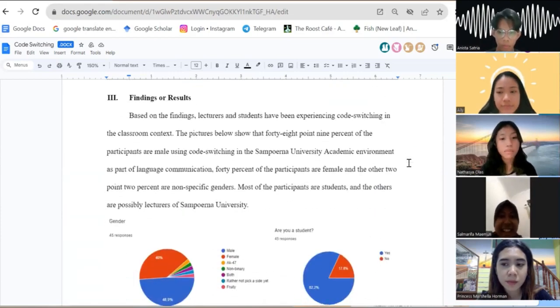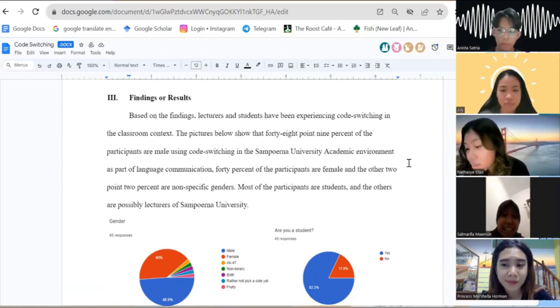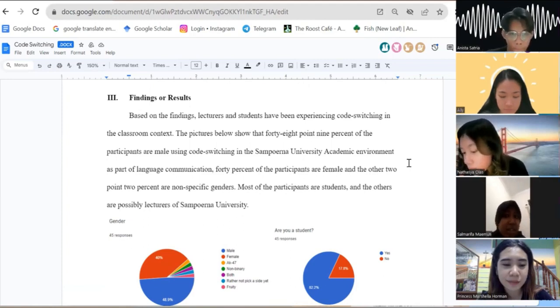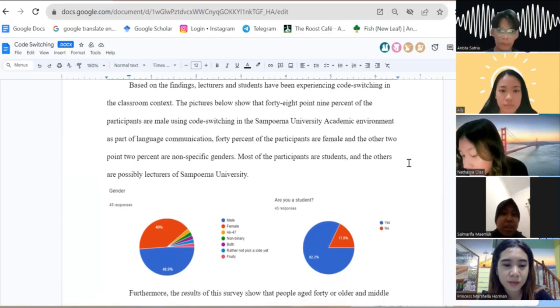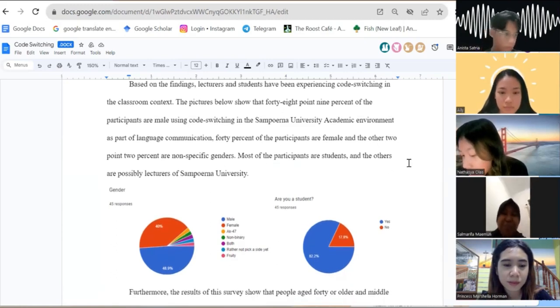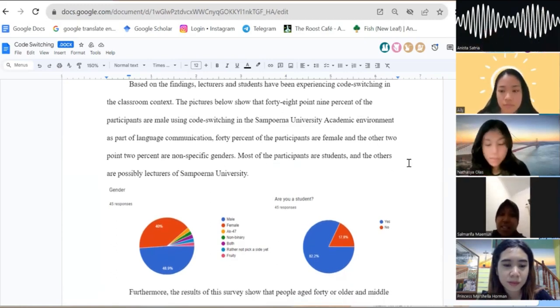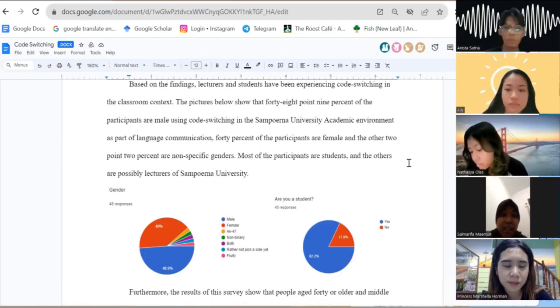Okay, thank you, Natasha. And now I will explain our findings and the results of our surveys. Based on the findings, lecturers and students have been experiencing code switching in the classroom context. The picture below shows that about 48.9% of the participants are male using code switching in Sampoerna University in the academic environment as part of language communication.